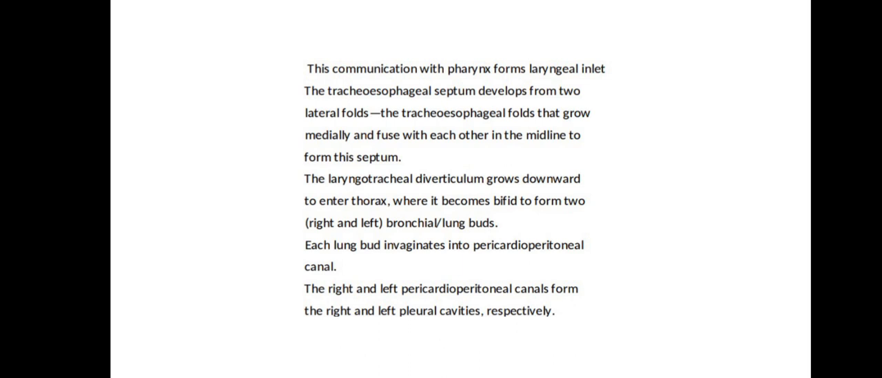Now let's start with the first part of the respiratory system, that is called the larynx. How is this larynx developed? So larynx developed from the cranial-most part of the laryngotracheal tube. The communication between the laryngotracheal tube and the pharynx will persist, as we've just said some minutes ago, thus forming the laryngeal inlet, or the laryngeal orifice.